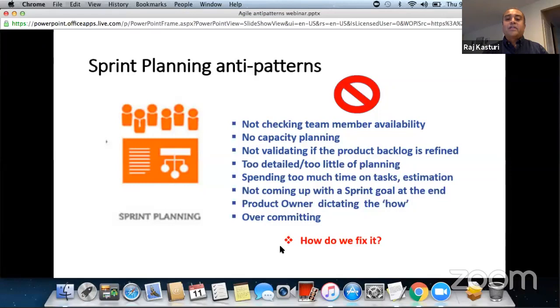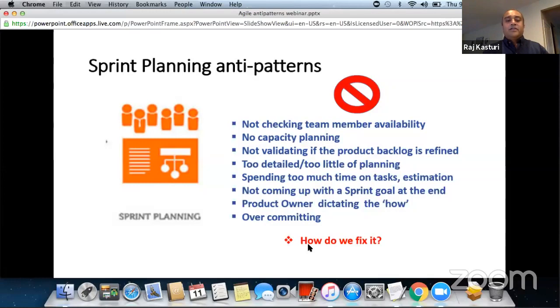The important thing is that you have enough information, clarified product backlog items, asking questions, and having that discussion with the product owner and the stakeholders. All of those things are important rather than spending too much time on planning. And too little planning is also not good, right? So you want to make sure that you balance your planning in such a way.